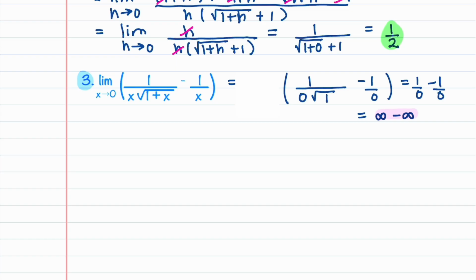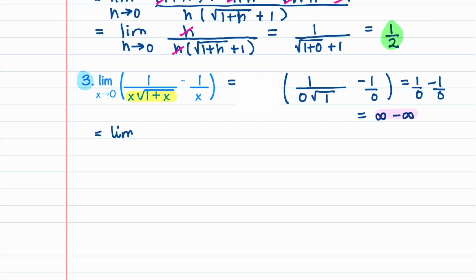When you have a limit that equals infinity minus infinity, it comes from having two terms, and we can often evaluate a limit like that by combining the two terms and getting a common denominator. So let's go ahead and do that. We're going to get a common denominator equal to x times the square root of 1 plus x.